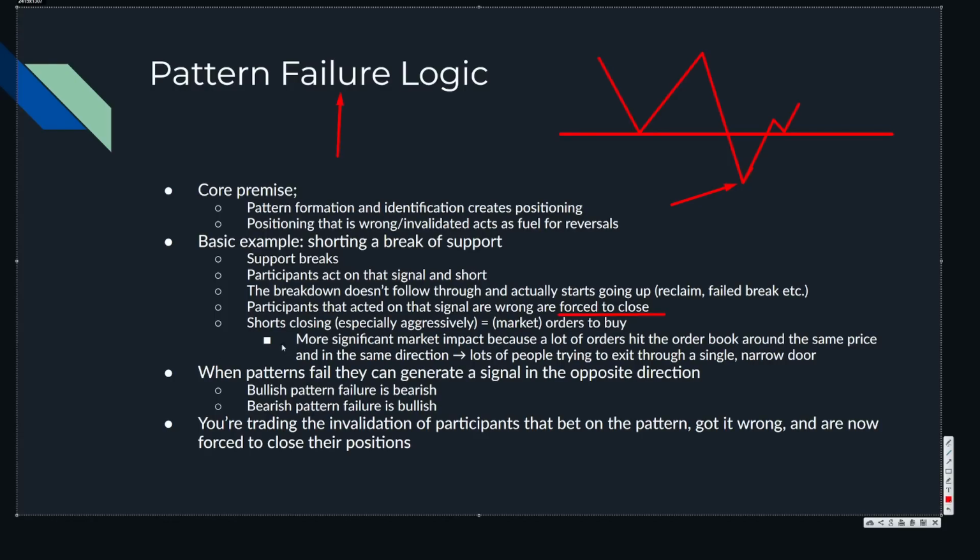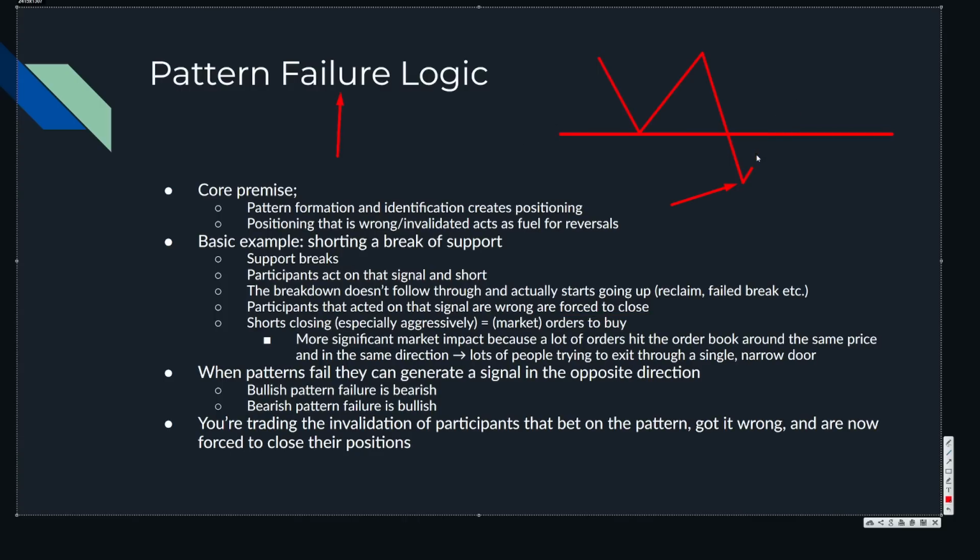Now, we can look even deeper. As per this bullet point, a lot of the time, the market impact of those positions being invalidated tends to be more significant. And that's because you have a lot of orders hitting the order book around the same price and in the same direction. Again, this should harken back to the market microstructure video, but a good way to think about it analogically is a lot of people trying to exit through a single narrow door.